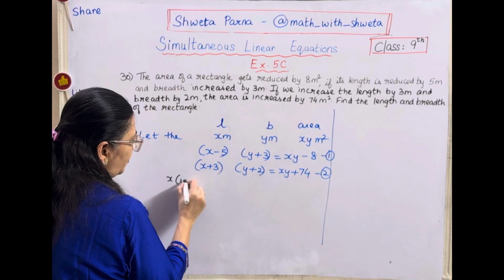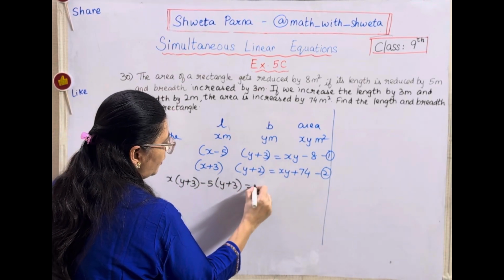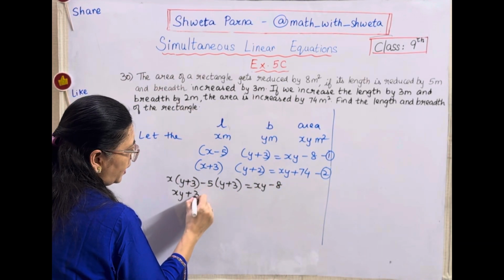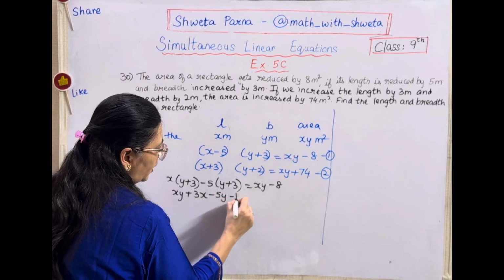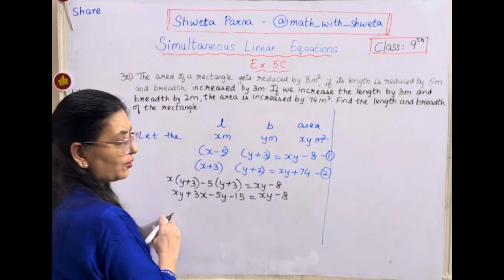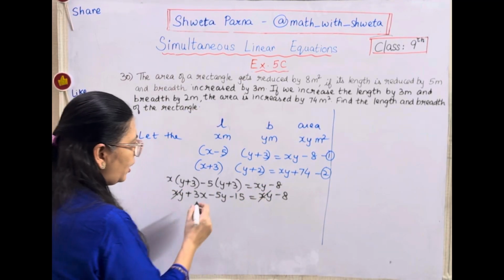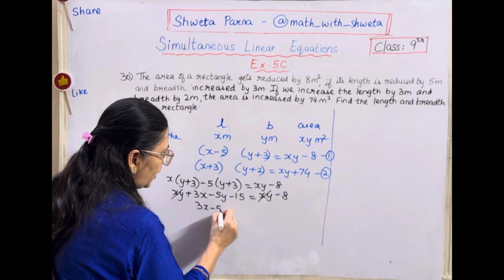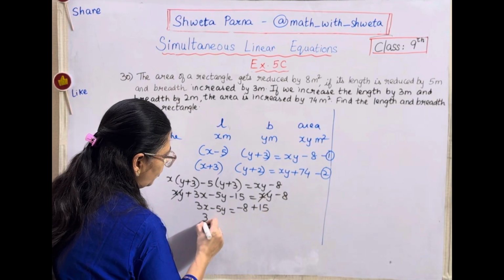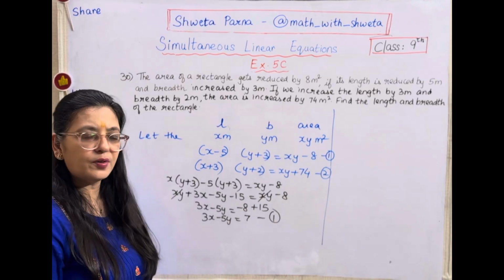(x minus 5) into (y plus 3) is equal to xy minus 8. So xy plus 3x minus 5y minus 15 is equal to xy minus 8. If you bring xy to this side, xy minus xy gets cancelled. So this will become 3x minus 5y is equal to minus 8 plus 15. So 3x minus 5y is equal to 7. This is your first equation.